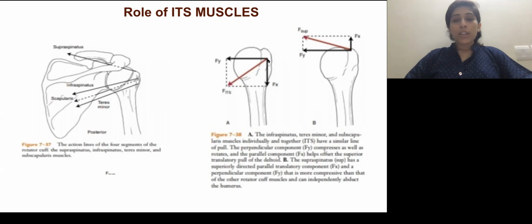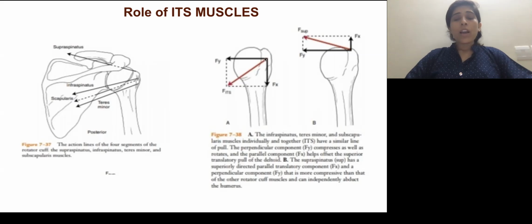Here this Fy is comparatively more than the Fx. Along with the gravity force, this Fx is in the opposite direction to the force direction of Fx in the case of the deltoid. So along with gravity, this Fx will help us to compensate or neutralize the effect of the deltoid's Fx force. That will reduce the shear forces on the glenohumeral joint during the motion.